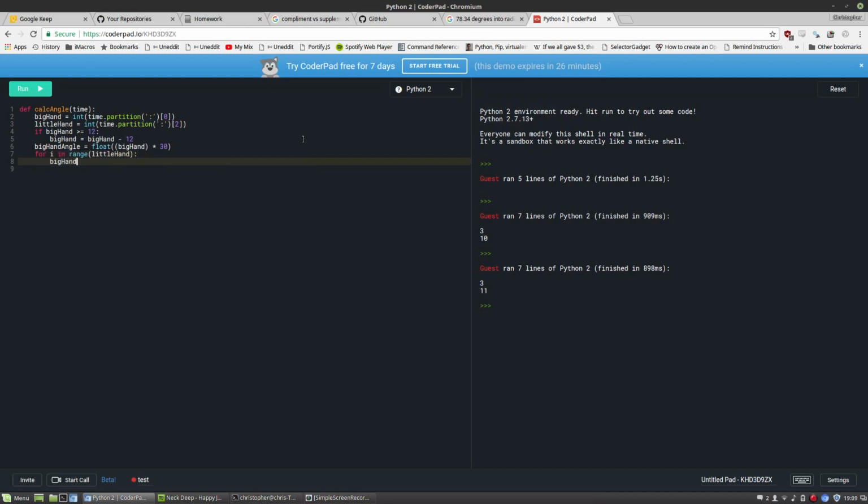So for every number in the little hand, we will increase the big hand angle by 0.5. And then, like we said before, the little hand is just 6 degrees times the number. And then to find the angle between the two, we just subtract the big hand by the little hand. And you can see that you can input any time, and it'll find the angle measurement between the little hand and the big hand on the clock.